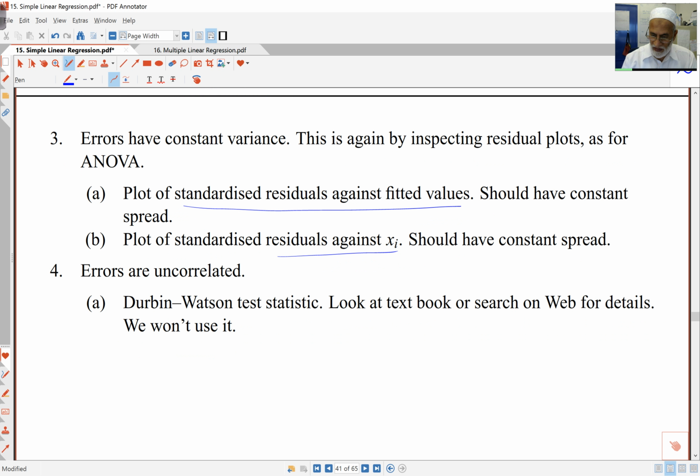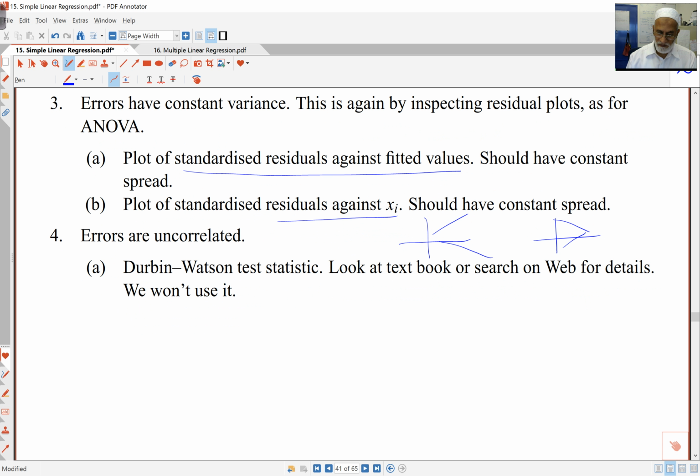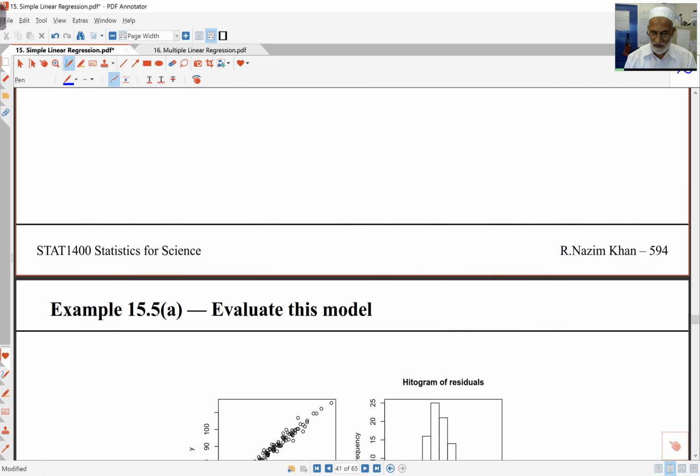So we saw in the other case this idea of fanning in and fanning out. Those kinds of things would suggest some systematic change in spread or variance with respect to data values, and otherwise we can also look at histograms. And finally, errors are uncorrelated. We do have some tests, but we won't bother with those. We won't actually be looking at the idea of uncorrelatedness at all in this.